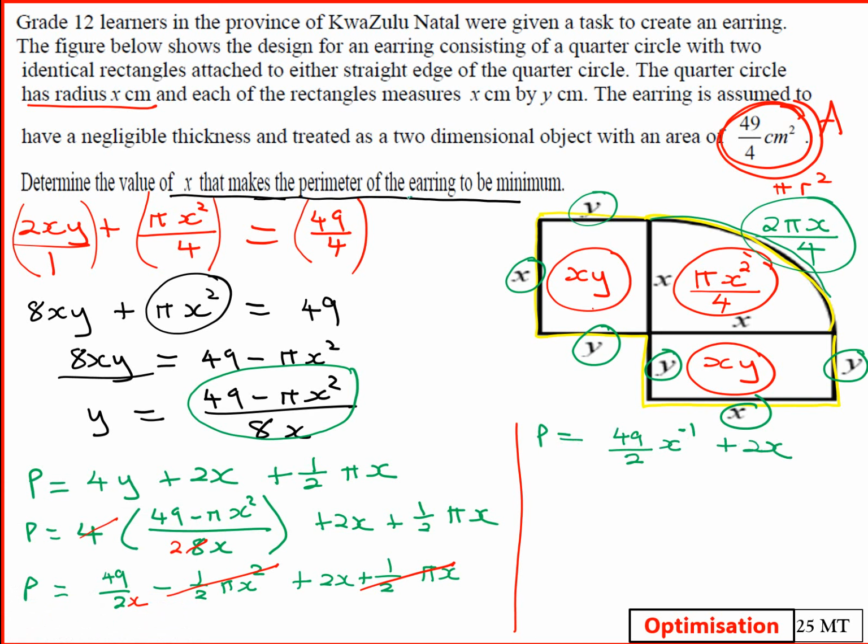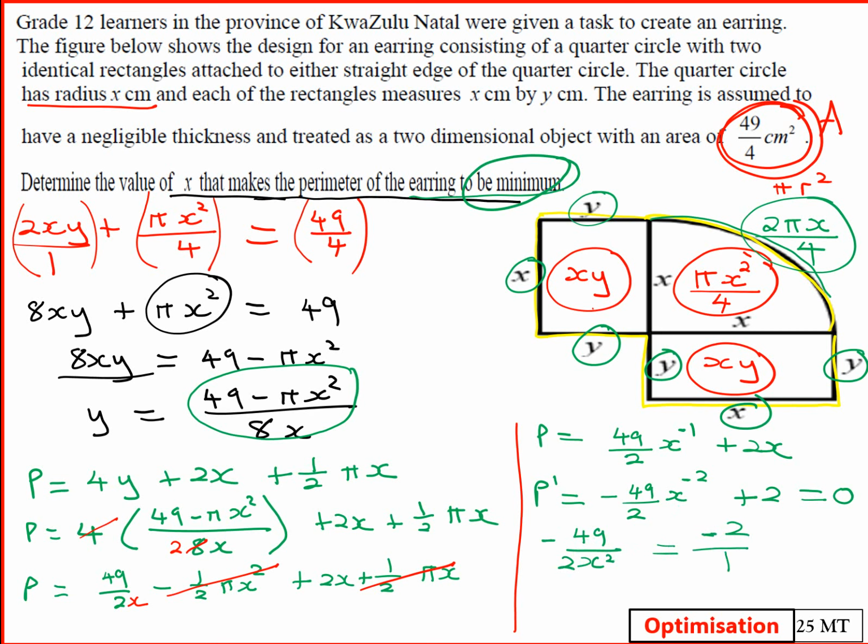And remember, the question is, when is it a minimum? To find a minimum, you find the derivative, P prime, and that'll give us minus 49 over 2 x to the minus 2 plus 2, and then we equate to 0. To solve this equation, it's minus 49 over x squared. X to the minus 2 goes to the bottom, and there's a 2 in the bottom, and that is equal to, taking our 2 to the other side, negative 2 over 1.